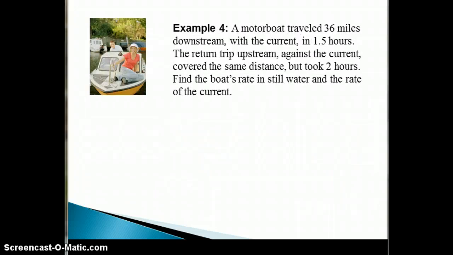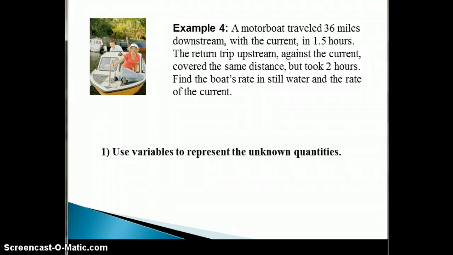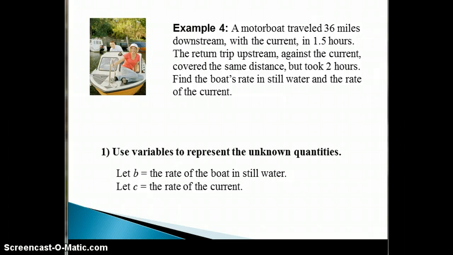This next example is a motion problem. It reads, a motorboat traveled 36 miles downstream with the current in 1.5 hours. The return upstream against the current covered the same distance but took 2 hours. Find the boat's rate in still water and the rate of the current. So our first step is to use variables to represent the unknown quantities. So let's let B represent the rate of the boat in still water, and let C represent the rate of the current.